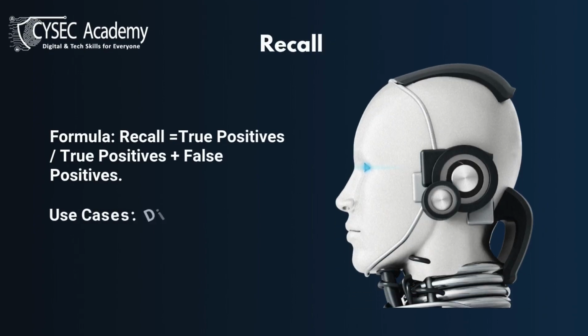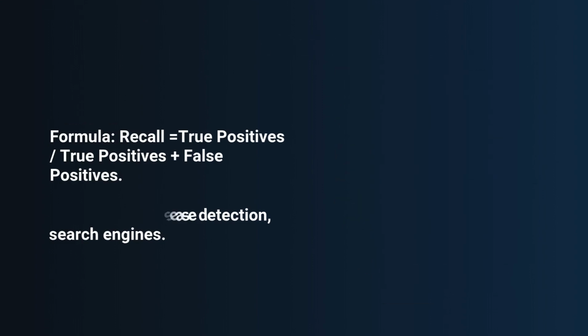3. Recall. Recall measures the proportion of true positive predictions out of all actual positive instances. It is important in situations where missing positive instances is costly or undesirable. 1. Formula. Recall equals true positives / (true positives plus false negatives). 2. Use cases. Disease detection, search engines.